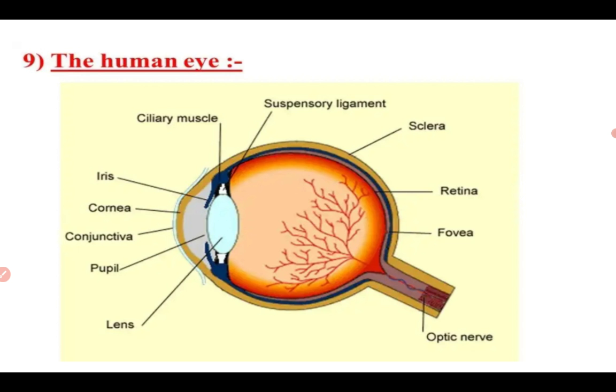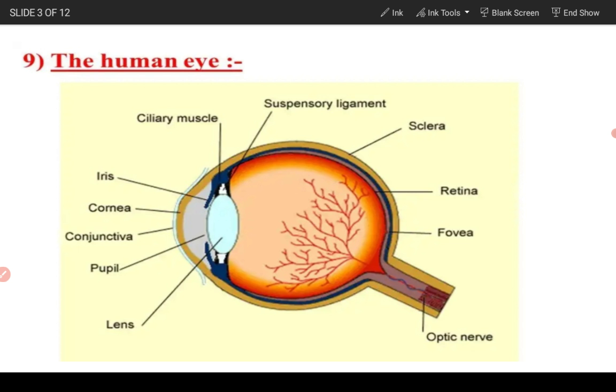Student, the human eye. Generally, the human eye is made of three layers. The outermost layer is formed by the cornea. The cornea is transparent, and inside the cornea there is the second layer. This layer forms the ciliary muscles, iris, and suspensory ligament also. Suspensory ligaments attach to the ciliary muscles. These suspensory ligaments hold the lens, that is the human lens, which is a convex lens.